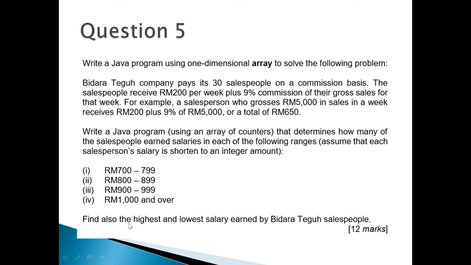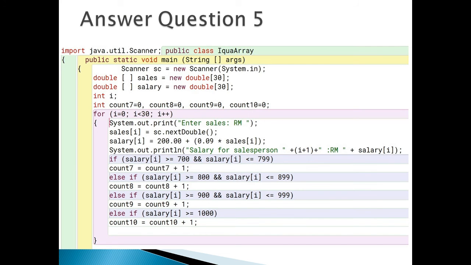And then the second part, find the highest and lowest salary earned by Bidara Teguh salespersons. Remember the 7 steps in array. This is included in the steps: find the frequency and then get the highest and lowest. Okay, let's look at the answer. We can answer it part by part.